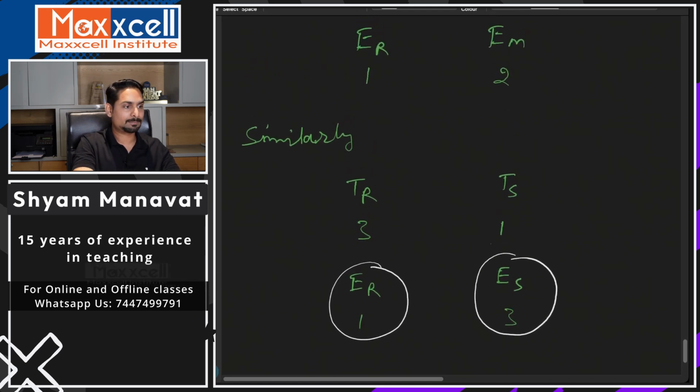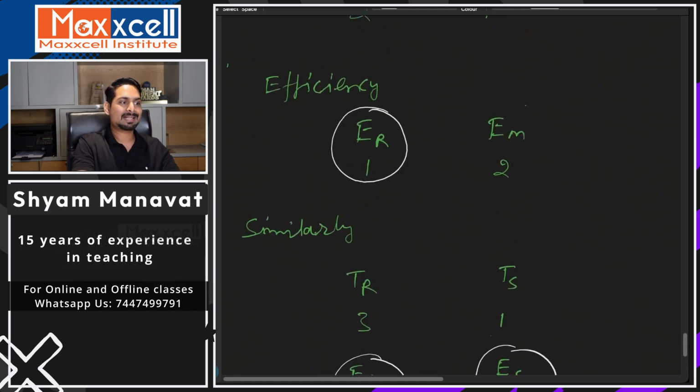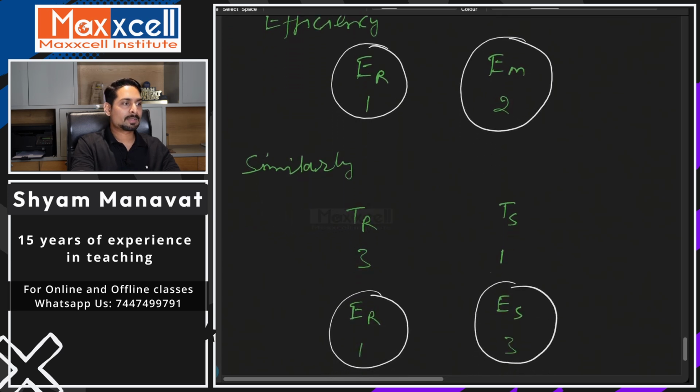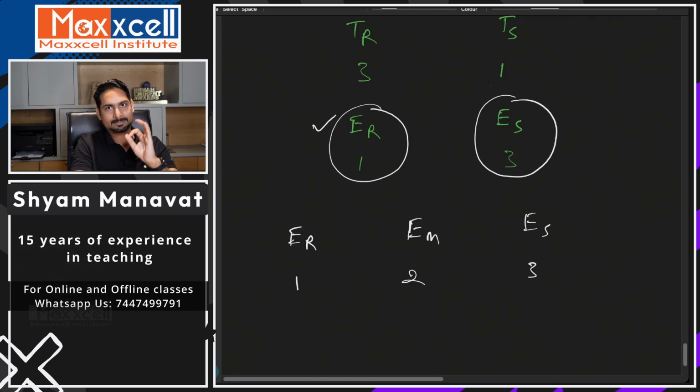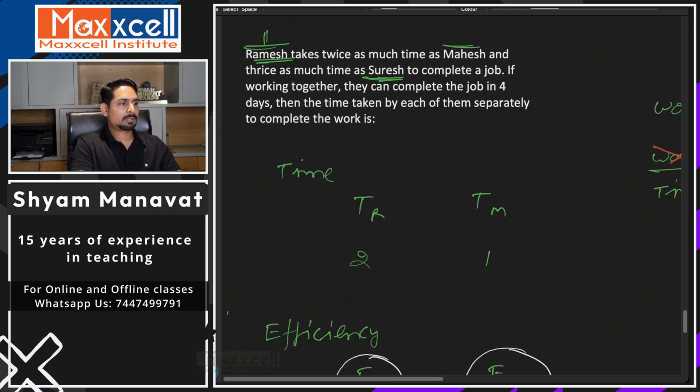Efficiency of Ramesh is 1, then efficiency of Mahesh is 2. Here, for Ramesh, in both cases we have taken 1. So we can relate Mahesh's efficiency and Suresh's efficiency also. If I say Ramesh's efficiency is 1, I got Mahesh's efficiency as 2 and Suresh's efficiency as 3, right? Yes, perfect. Okay, let's see what else the question has.